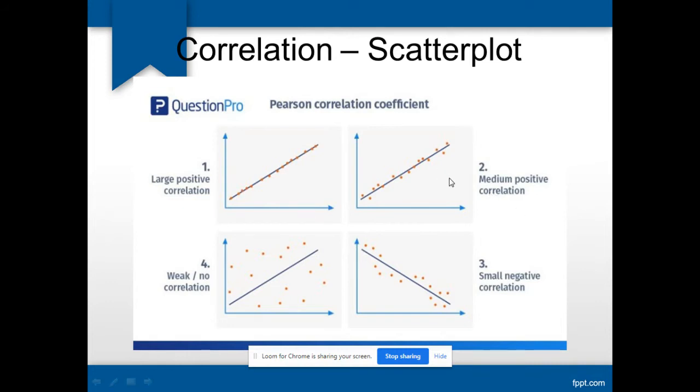The second one is a medium positive correlation. Okay, about the large and the medium here, you are going to calculate it using a certain formula, and based on the result, you can say that it is medium or that it is large. But I'm going to explain about that later. And a small negative correlation looks like this.